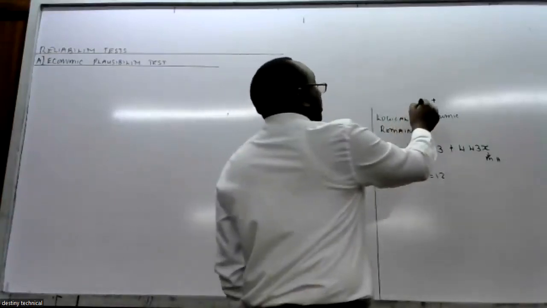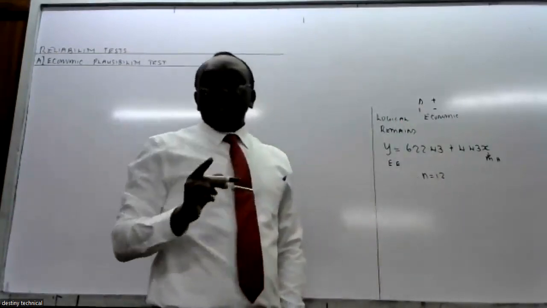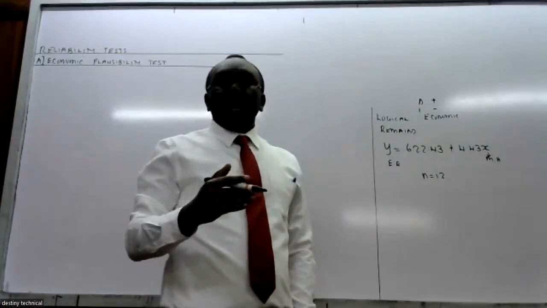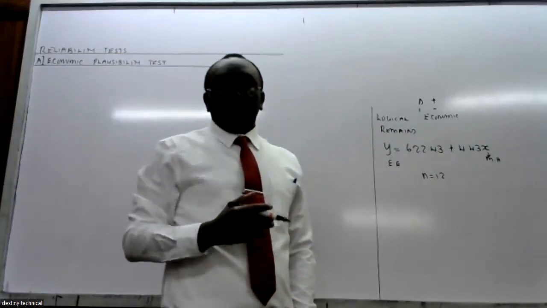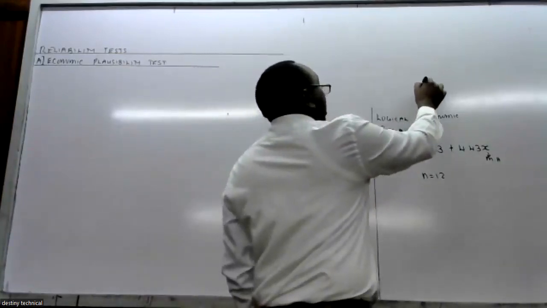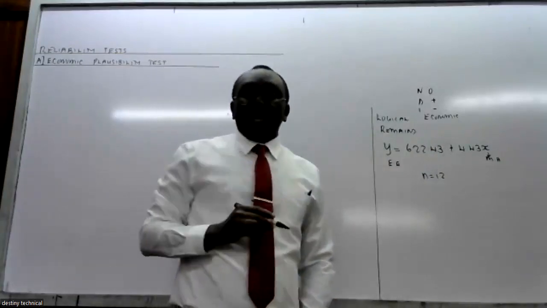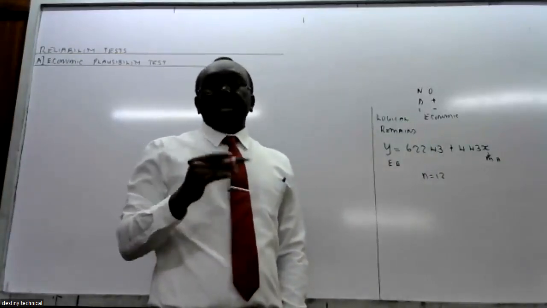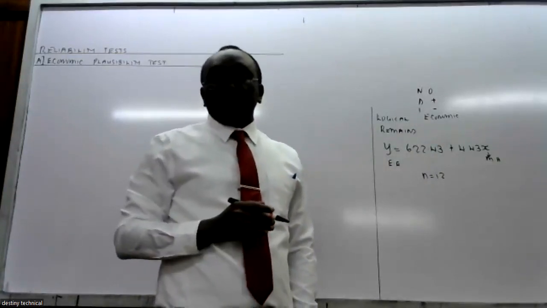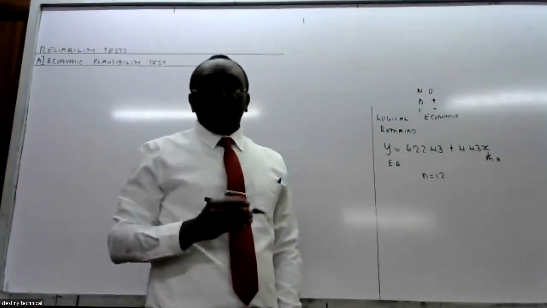The other one is inverse, which is represented by negative. Now that means that as the value of x changes, y will change towards opposite directions. And then we have what we call the null relationship, which is represented by 0. What that means is that the change in x has no effect on the values of y.